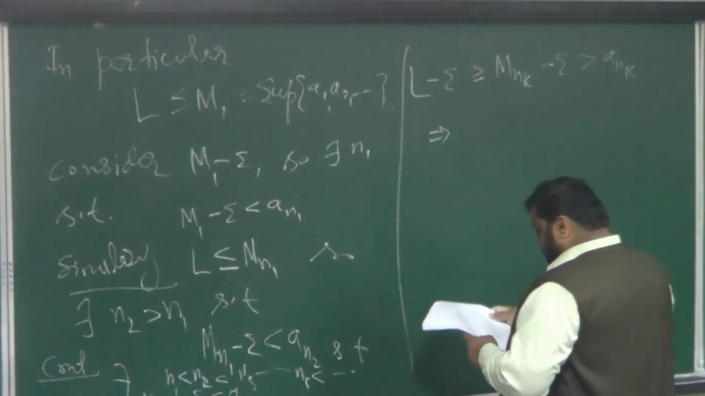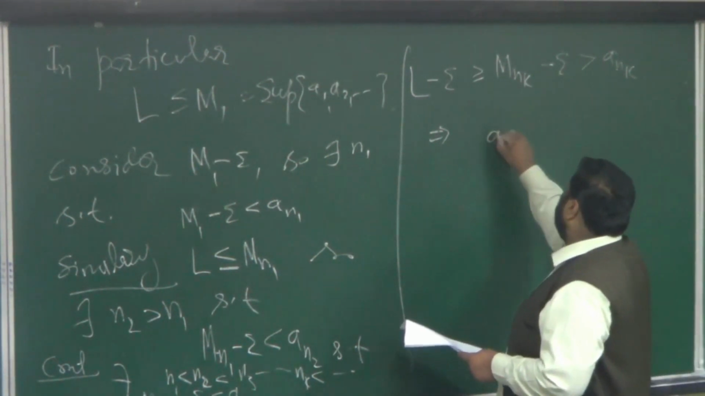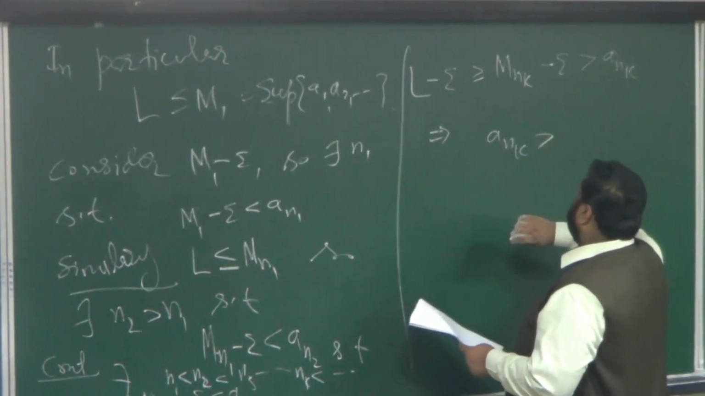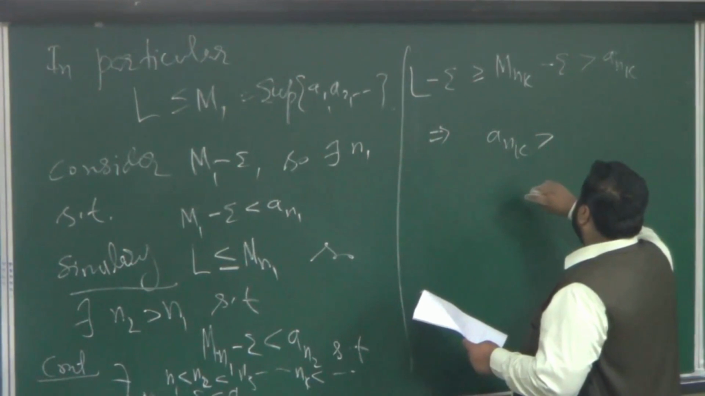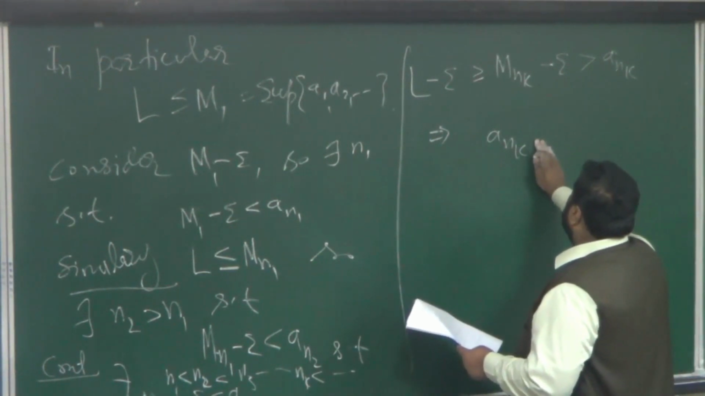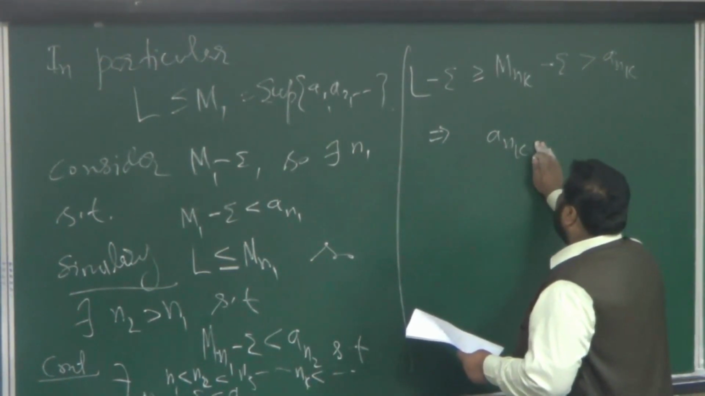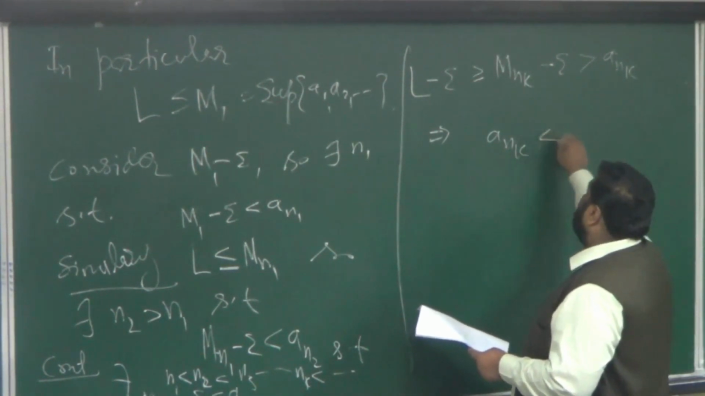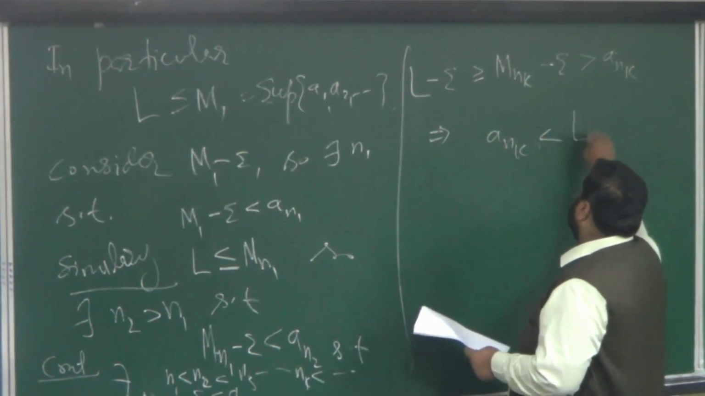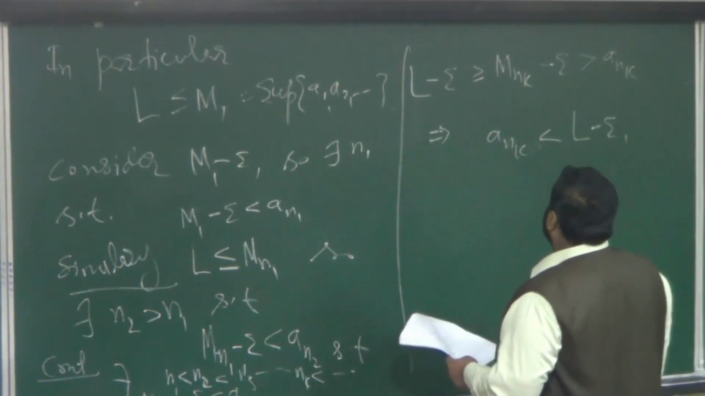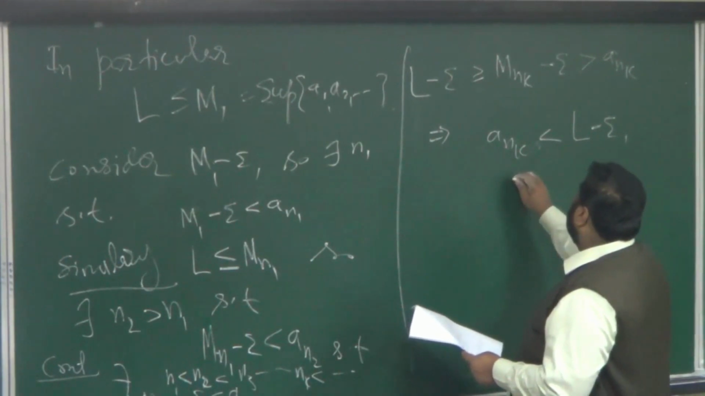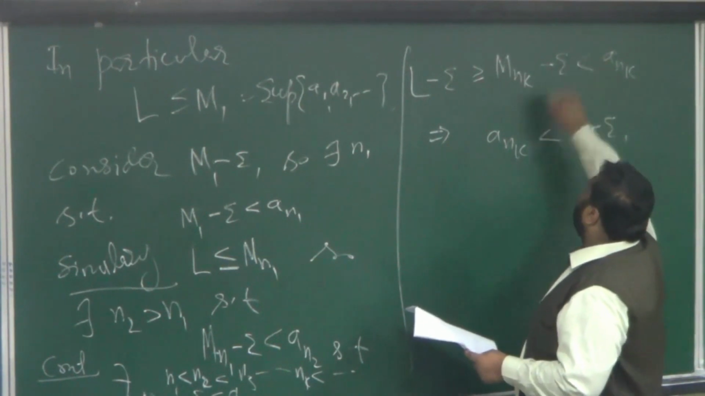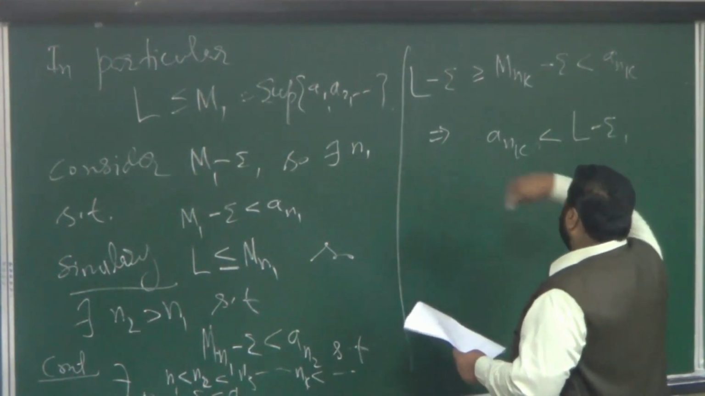That's what I wanted to go for. From this I can conclude that A n_k is bigger than L minus epsilon. Both are bigger, so it should be written like this: L minus epsilon. In the upper one, reverse the inequality here, and flip this one too.